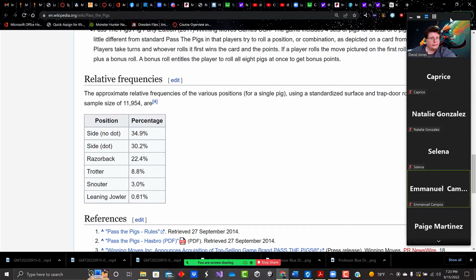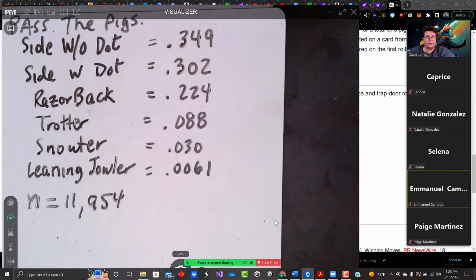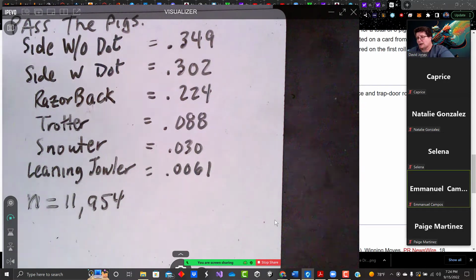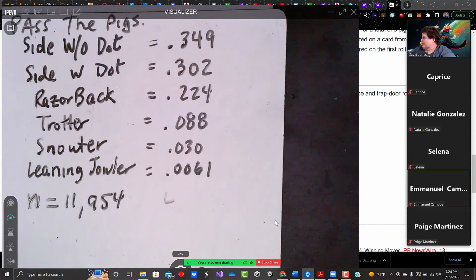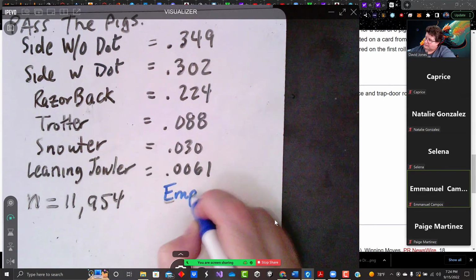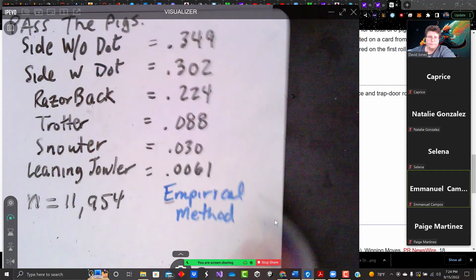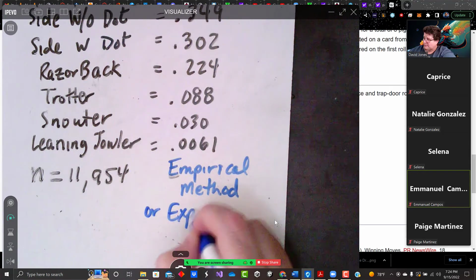So I'm going to write that down real quick. So these are my probabilities, and this is the number of times they rolled the pigs. This is called the empirical method. This black pen is dying. I need a new one. Or another word for it is experimental method.